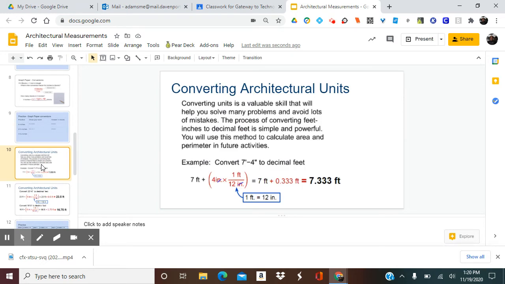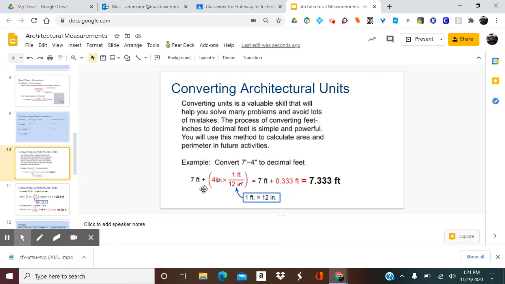The next one's talking about converting architectural units. So converting units is a really valuable skill. It's something that we're going to use a lot in this class. So you need to be able to convert feet and inches to decimal feet. Okay. So how are we going to do that? So if I have 7 feet 4 inches, I need to make that decimal feet. So I'm going to convert.